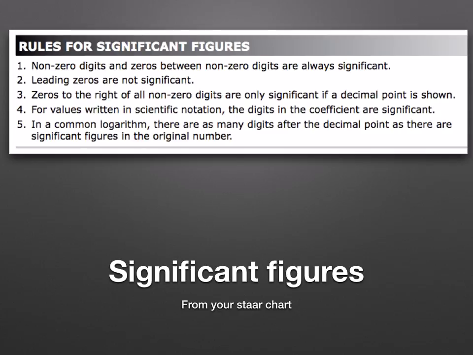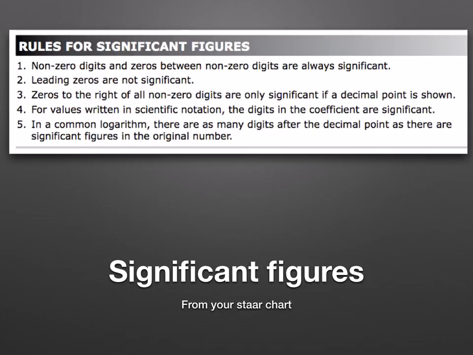Zeros to the right of all non-zero digits are only significant if the decimal point is shown. So let's take that example again. If I have 0.10, that 0 that is behind the 1 is now significant because you're saying you measured to that point. Okay? That tells me how accurate your stuff was.